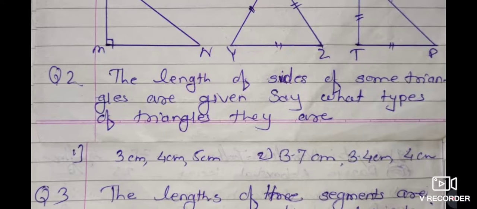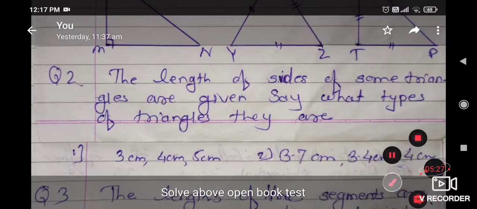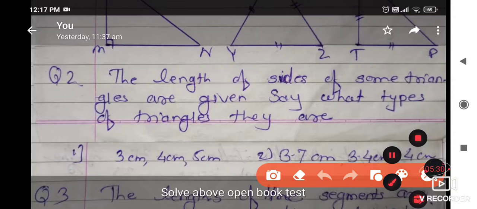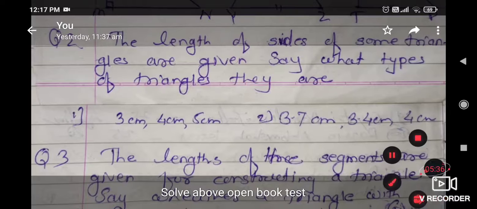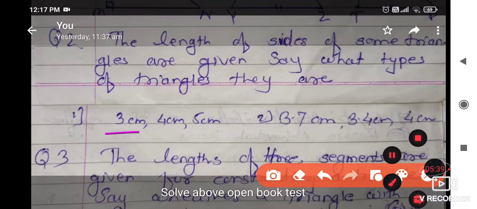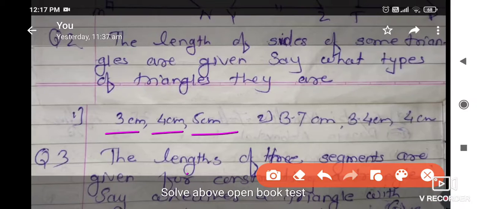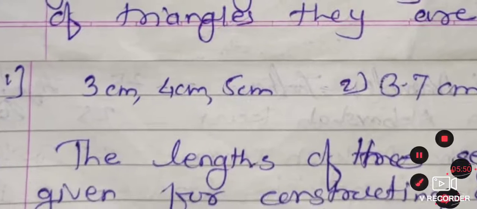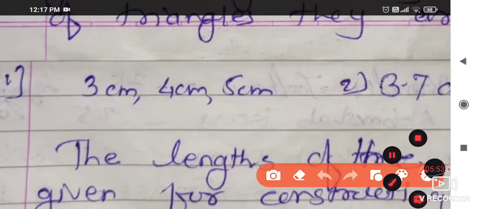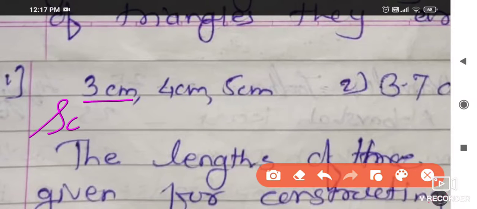Let's move towards the question number 2. Here the question number 2 is: the lengths of the sides of some triangles are given. Say what type of triangles they are according to definition. If you see here, one side is 3 centimeter, second side is 4 centimeter, and third side is 5 centimeter. Therefore, you will notice that no two sides are congruent, all are different from each other, and therefore this triangle is called a scalene triangle.